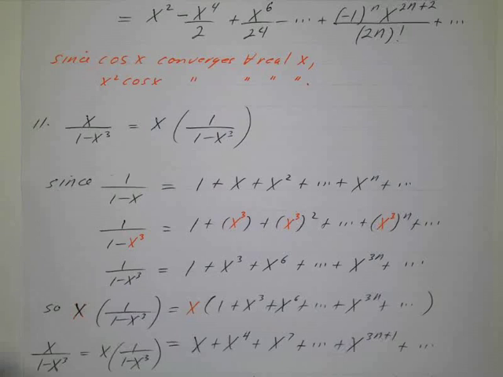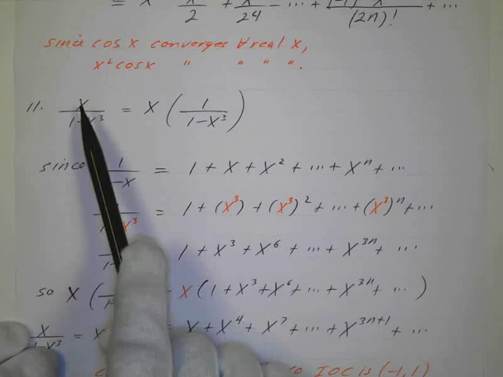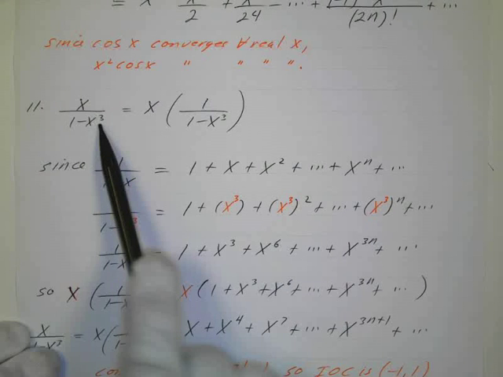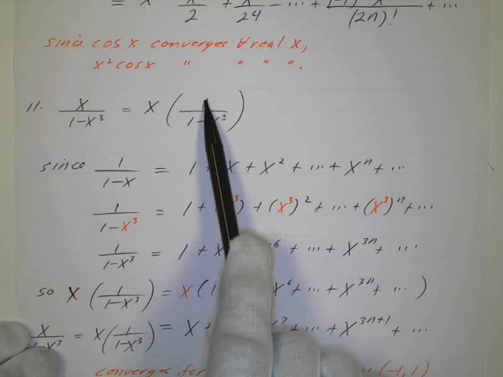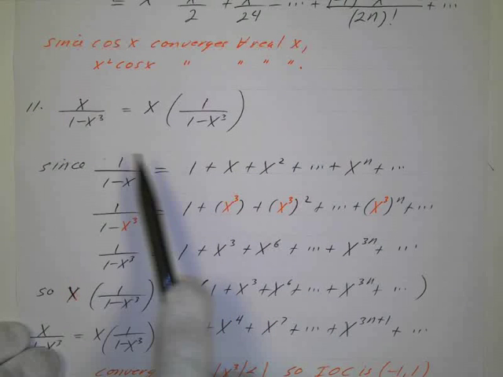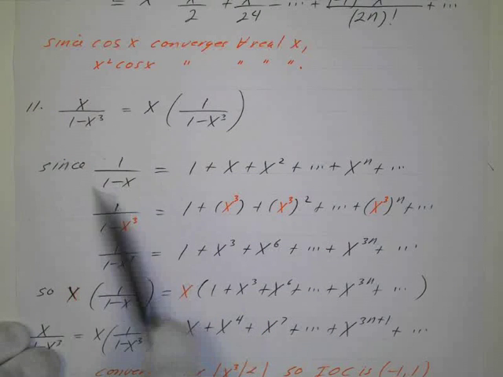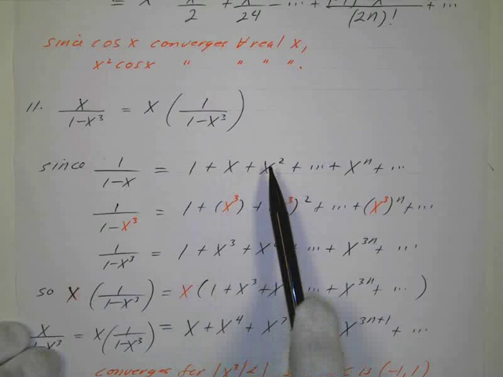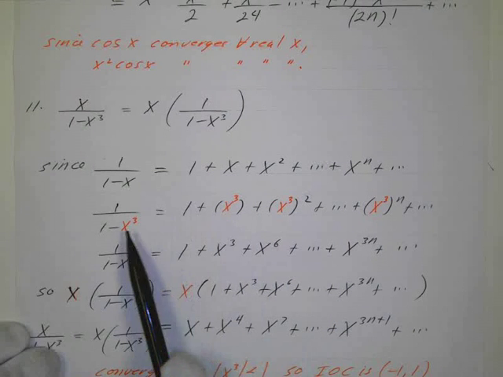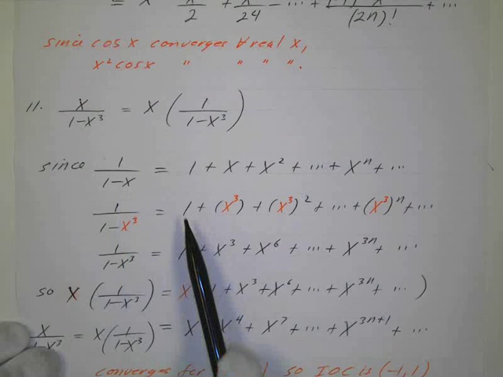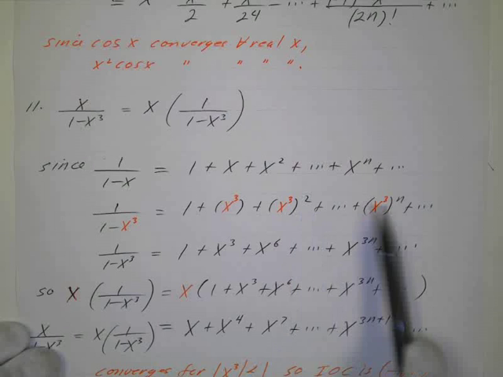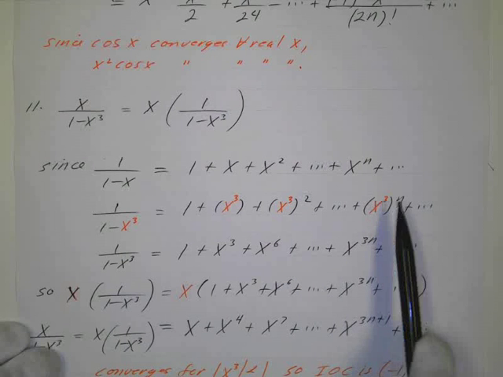Okay, the next one, number 11. We wanted this as a series: x over 1 minus x to the third. So I could factor the x out and say this is 1 over 1 minus x cubed. And I know that 1 over 1 minus x, that's my first series, the geometric series, is just 1 plus x plus x squared, up to x to the n. So I just substitute x to the third for x, or x cubed, and I get 1 plus x cubed plus x cubed squared, up to x cubed to the n.